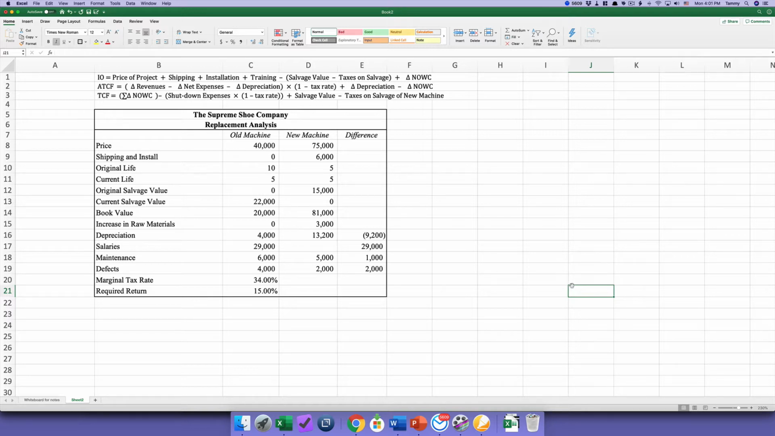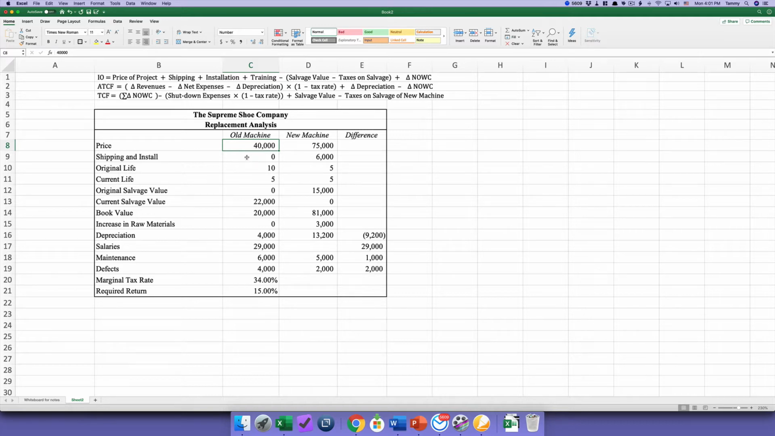Now, the first thing I should note is that while I was off camera, I went and made this table look like the one in your book, which is Exhibit 12.1, Relevant Cash Flows for Supreme Shoe. And so this is what we're working with here.